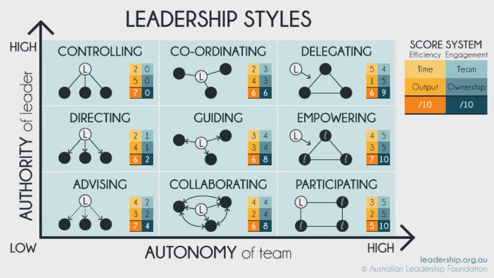And then if we look on the right hand side under empowering, you'll see that's a 7 and a 10. So, an empowering leader, one who merely gives their followers instructions and then allows them to go off and do great things, that's 7 for efficiency. But look, the engagement is a 10. So those followers are very plugged in to the organization and to the leader.